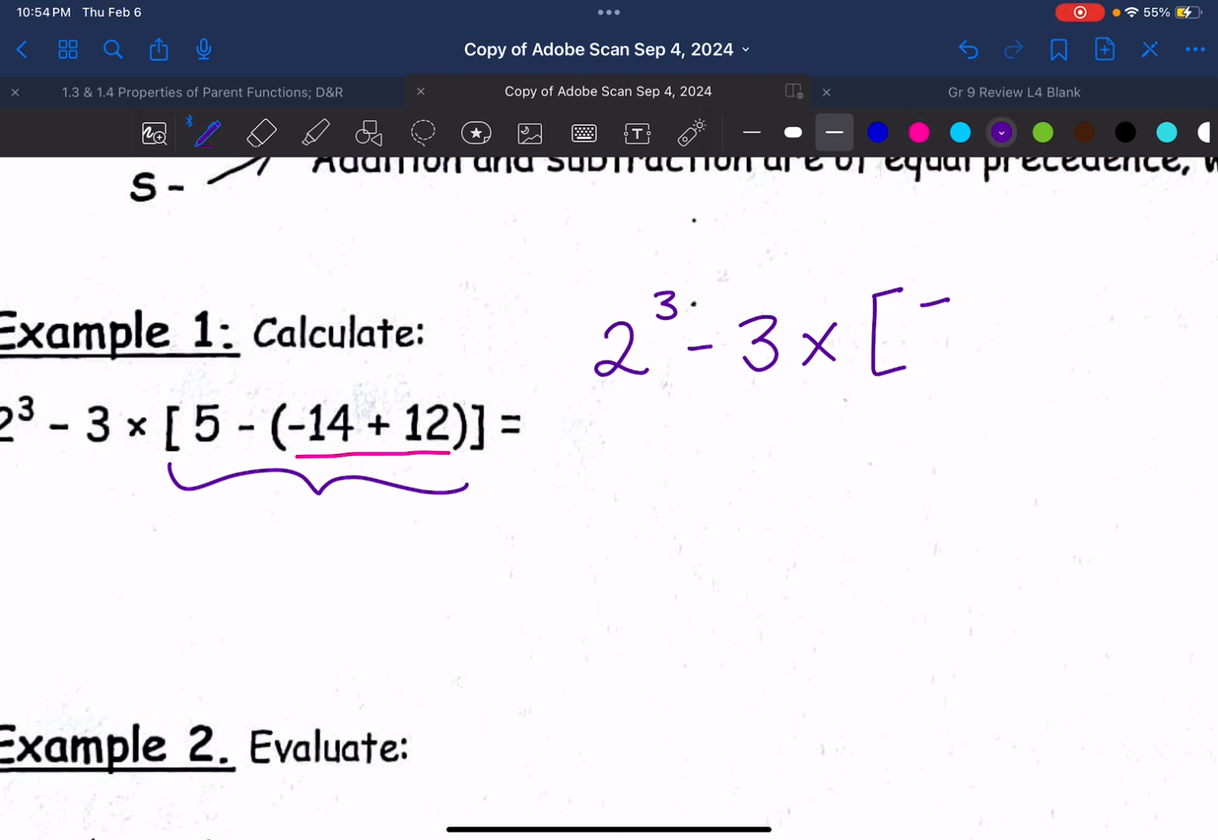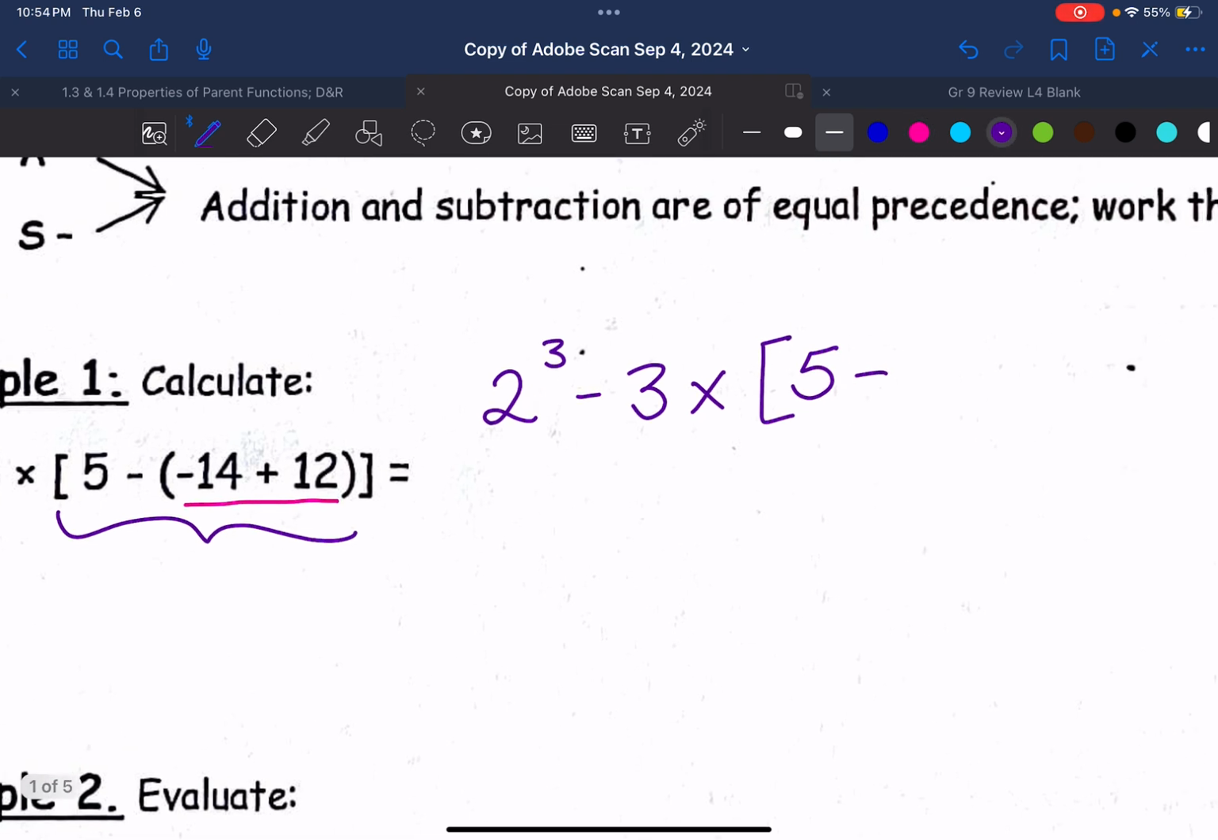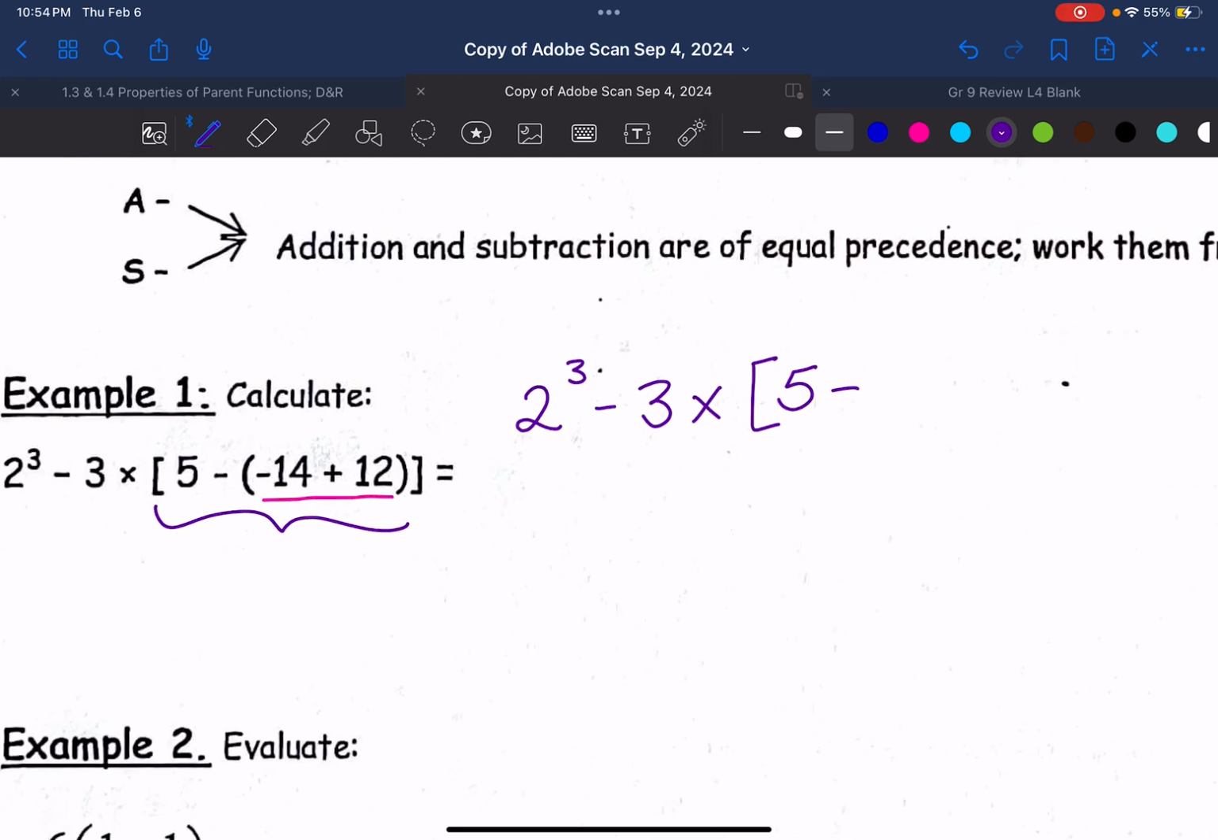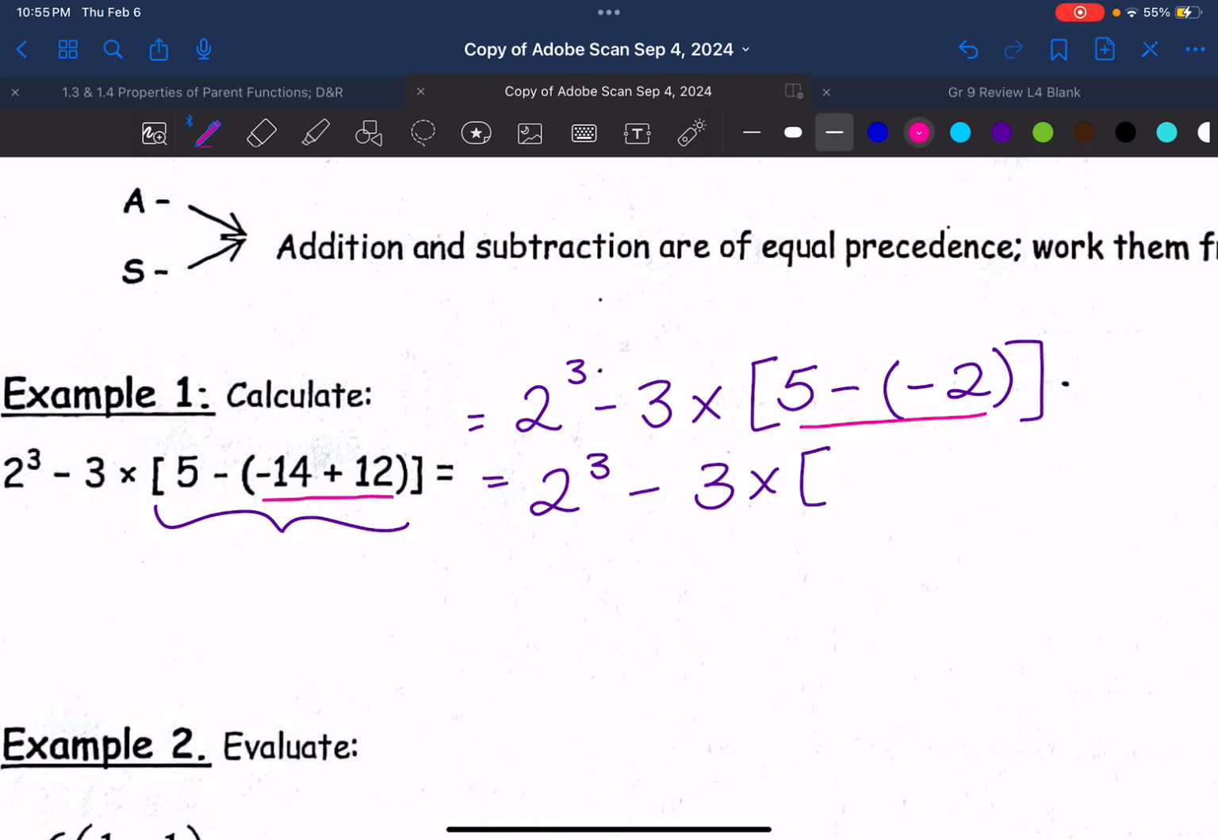I'm going to leave the 5 for now, and I'm going to simplify negative 14 plus 12, which should leave me with negative 2. Notice I kept that answer also in brackets, because when we go to subtract a negative, it's going to turn into a positive. So okay, I'm going to continue. This is equal to 2 to the power of 3 minus 3 times, and now I can simplify this bracket now that the other bracket was solved. I'm left with 5 minus negative 2, which is like saying 5 plus 2, which will leave me with 7.